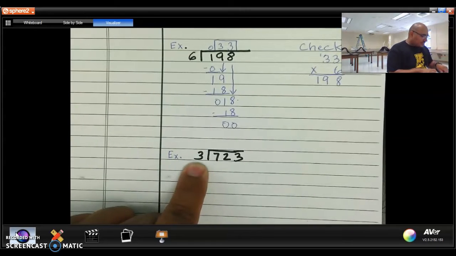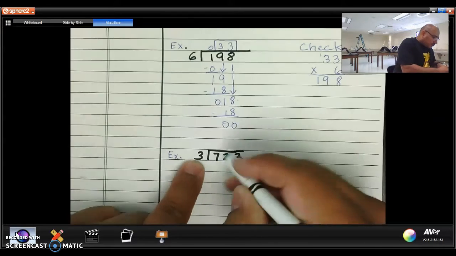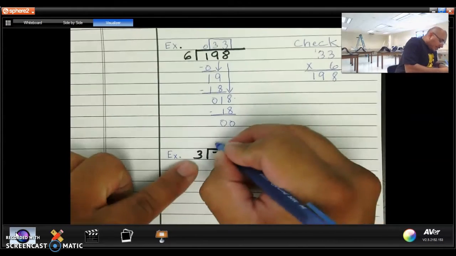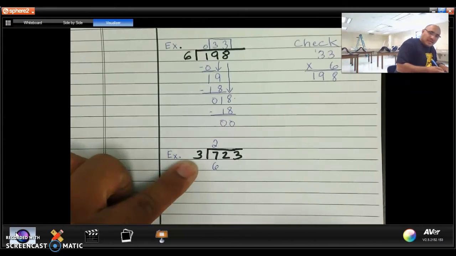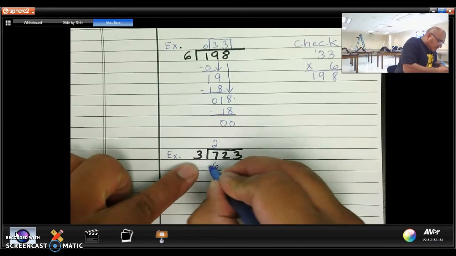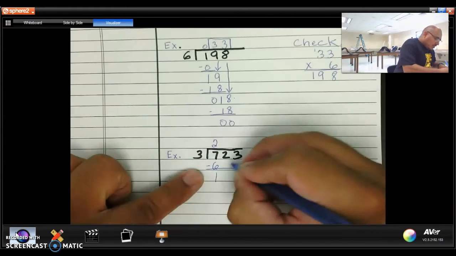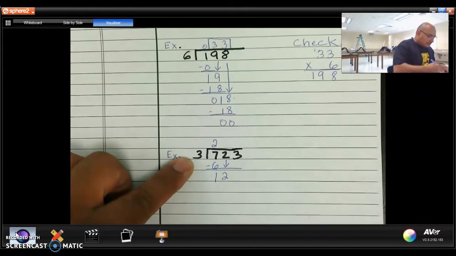We're going to start off by taking our divisor and seeing how many times it can go into our dividend, one number at a time. So 3 goes into 7 2 times, and I know that because 3 times 2 is 6. I'm going to subtract 6 from 7 and get 1. I'm going to bring down that 2. I'm going to divide again.